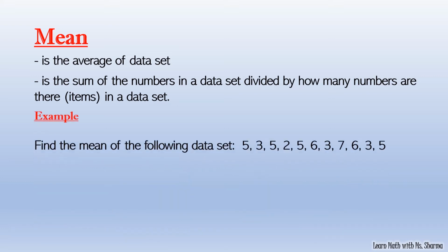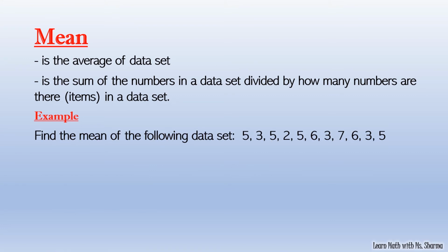Example: find the mean of the following data set: 5, 3, 5, 2, 5, 6, 3, 7, 6, 3, 5. Before we proceed with finding the mean, we are going to rearrange these numbers smallest to largest. When we rearrange, we have 1 two, 3 threes, 4 fives, 2 sixes, and 1 seven.